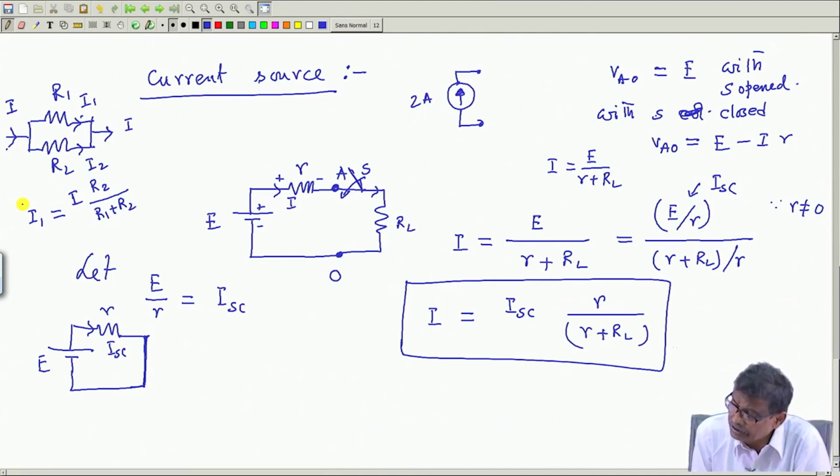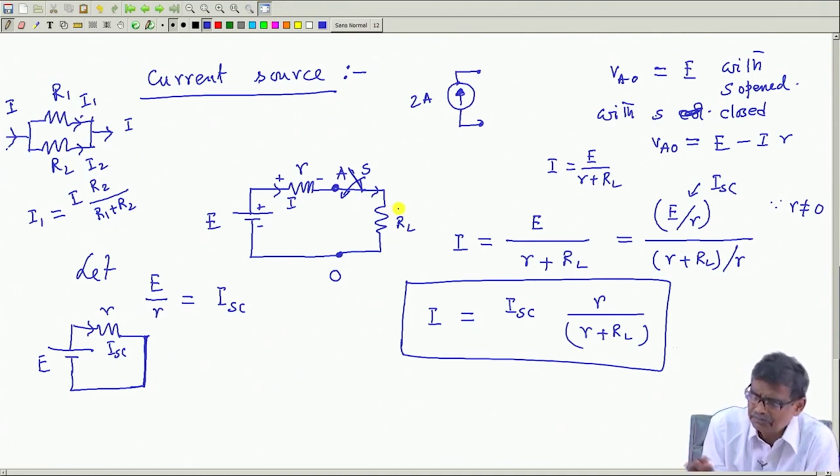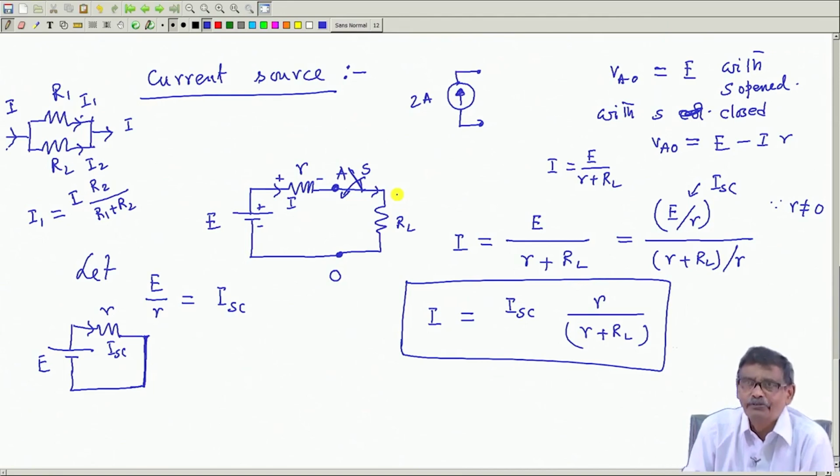We know this parallel current division in two resistances in parallel. So, here also it looks like that there is some fixed current ISC. Our problem is to find out the current flowing through RL in this circuit. We did it, E by small r plus RL, but I am also trying to interpret that result from some other point of view.